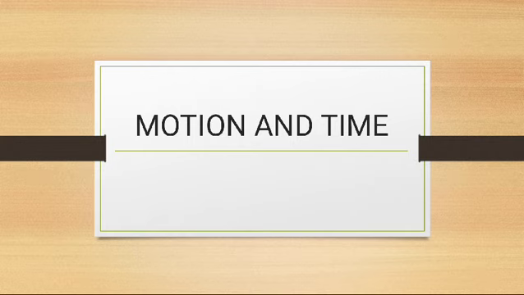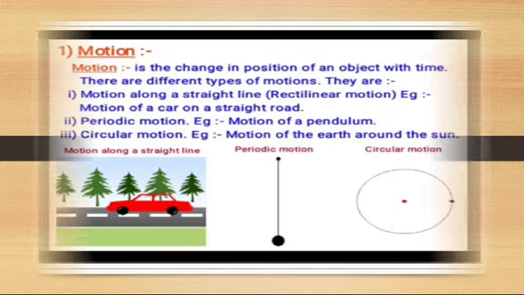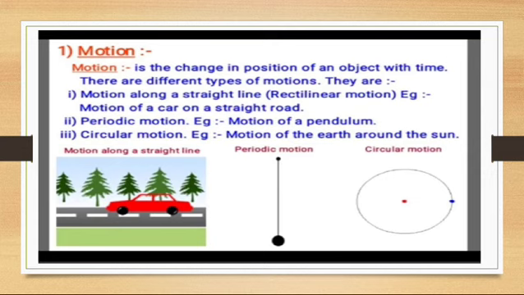In this video, we discuss our new chapter of class 7 science, that is motion and time. Now let's start. First, motion. What is motion? Motion is the change in position of an object with time.